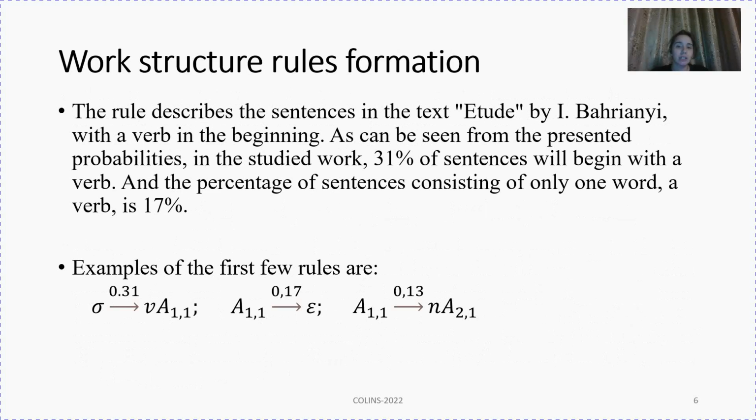On this slide, you can see an example of a few sections of the rule which describe those sentences written by Ivan Bahrianyi in Etude that start with a verb. As you can see, 31% of sentences began with a verb and 17% of the sentences in this text consisted only of one word, that is a verb.